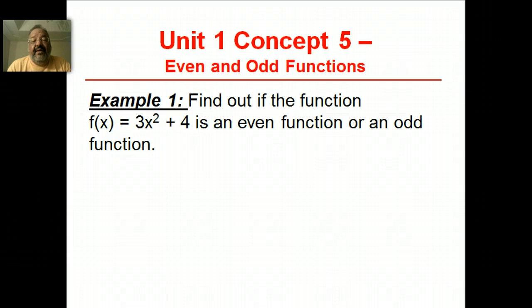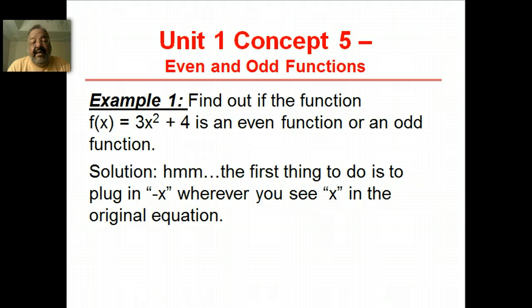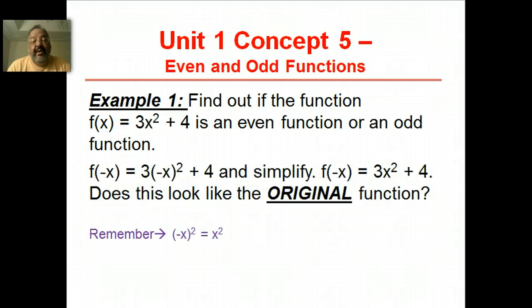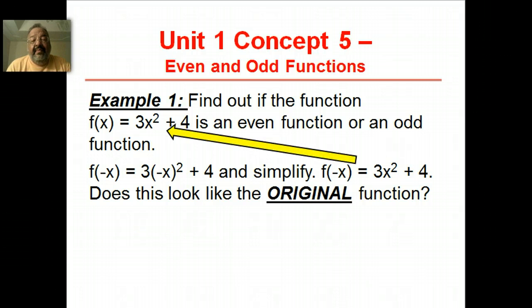Alright, example 1. Find out if the function f of x equals 3x squared plus 4 is an even function or an odd function. Well, first thing you've got to do, and you're going to do this every time, is plug in negative x everywhere you see x in the original equation. So everywhere I see an x, I plug in negative x. So it's f of negative x equals 3 so far. You see all that stuff there. When you simplify it, does it look like the original? Yes. In this case, these two functions look the same.